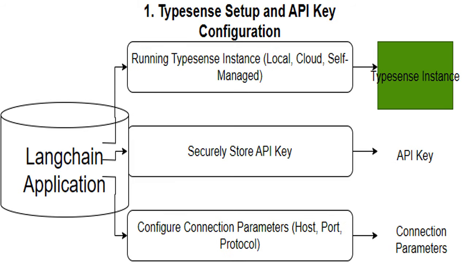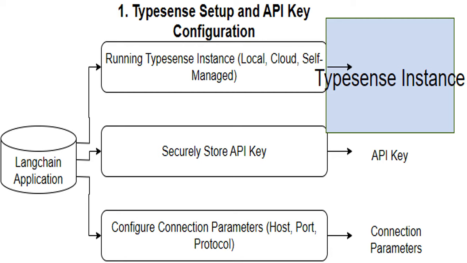Okay, a Typesense instance refers to a running deployment of the Typesense search engine. This could be a local setup, a cloud-hosted service like Typesense Cloud, or a self-managed deployment on platforms like AWS, GCP, or Azure. Let's talk about the API key. It is a secret key used to authenticate the LangChain application with the Typesense instance. Think of it as a password that grants access and specifies what permissions the application has, such as read or write access.